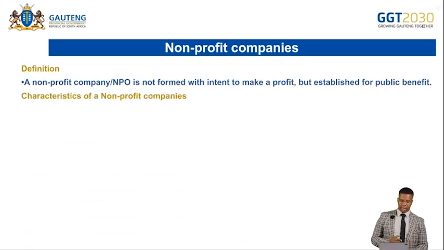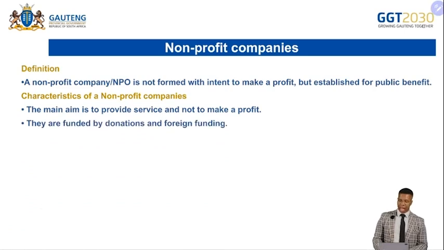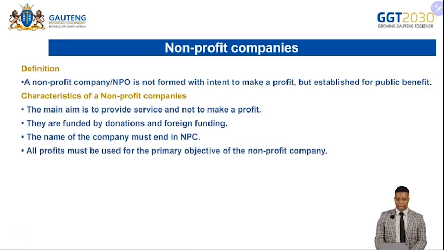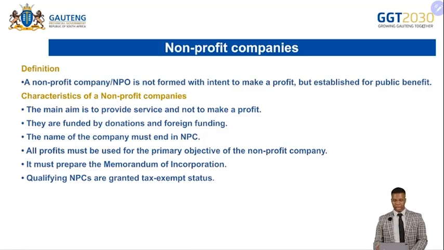Then, characteristics of a non-profit company: the main aim is to provide services and not to make profit, and they are funded by donations and foreign funding. And then the name of the company must end with NPC, and all profits must be used for the primary objective of non-profit companies, which is to give back to the community or to help deal with socio-economic issues. It must prepare the memorandum of incorporation, and qualifying non-profit companies are granted tax-exempt status, meaning they don't have to pay tax.